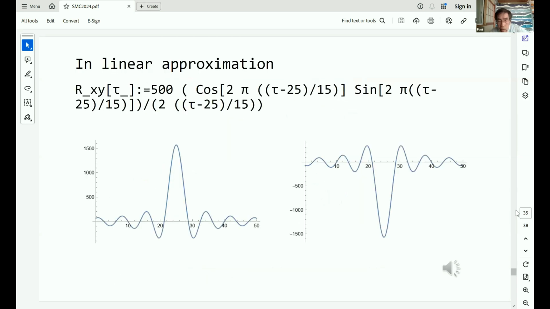Okay, so in linear approximation, the cross correlation can be calculated mathematically, similar to the experimental one. The ratio of the top and dip are different. So that comes from the nonlinearity. So we try to fix this ratio by including a nonlinear effect in this equation.